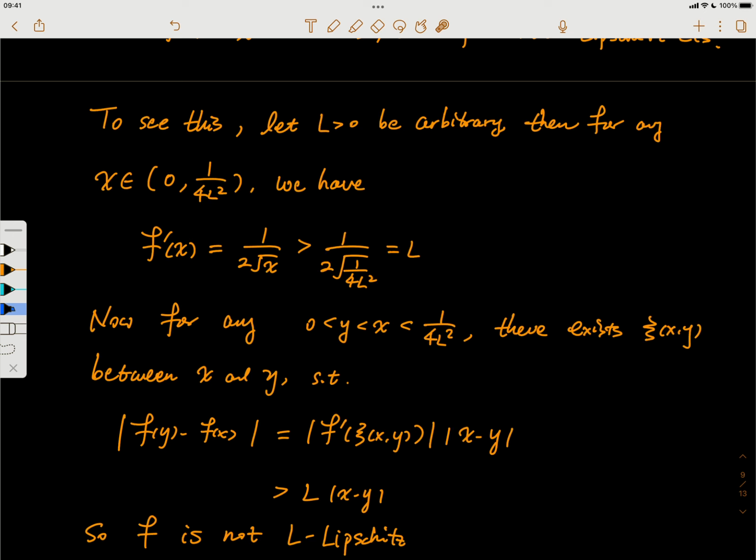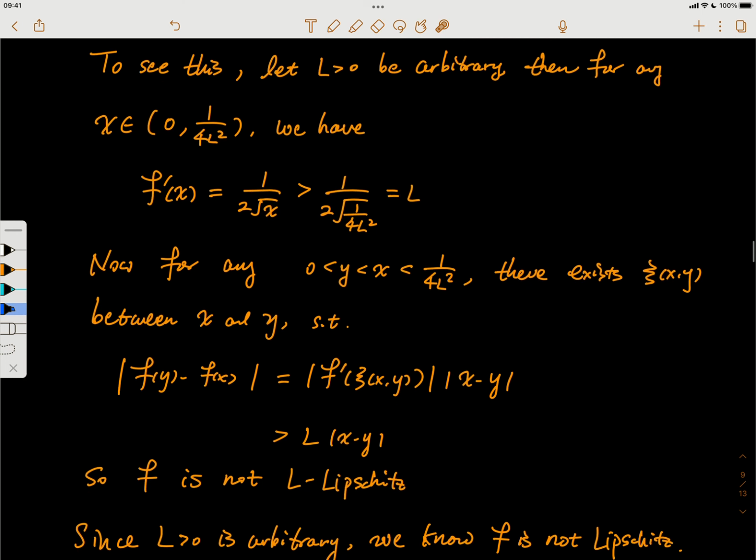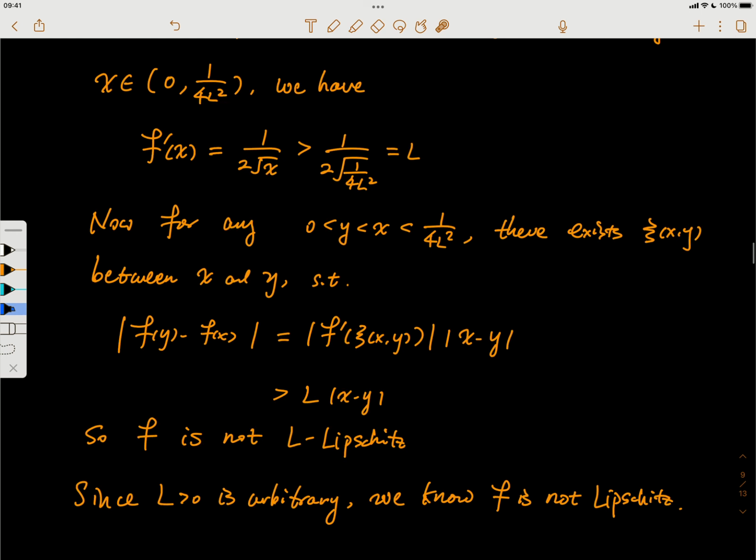So that means f does not satisfy the Lipschitz condition with L as the Lipschitz constant. But we didn't really specify what this L is. It could be any number, arbitrarily large as you want. That's why it cannot be Lipschitz continuous, right? Because this L is just arbitrary.